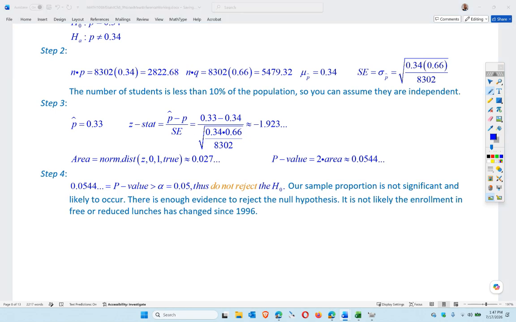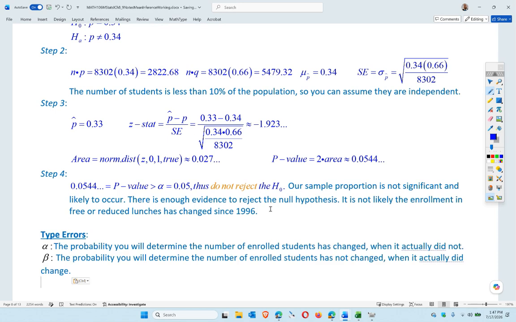So if we talk about the errors, right, we could be wrong. As far as being wrong, alpha is your type 1 error, beta is your type 2 error. Either we determined it has changed and it didn't, or we determined it didn't change and it actually did. False positive, false negative.